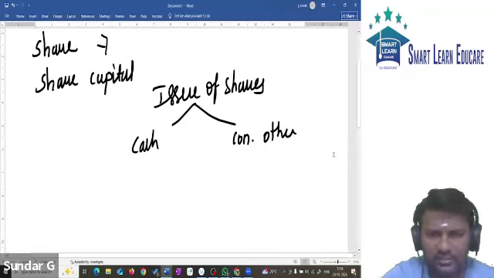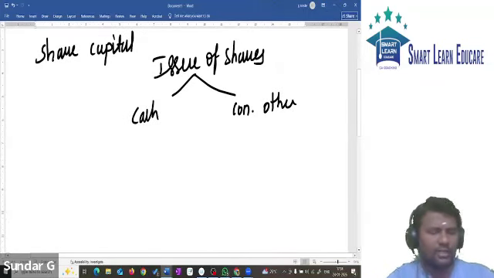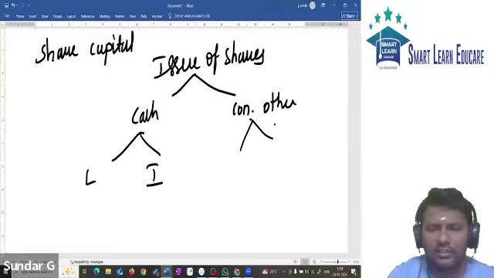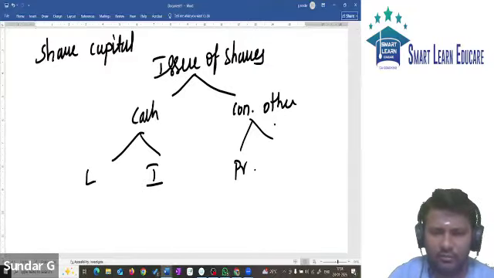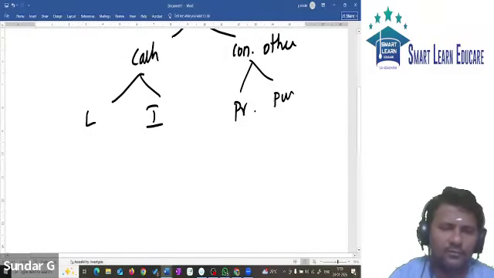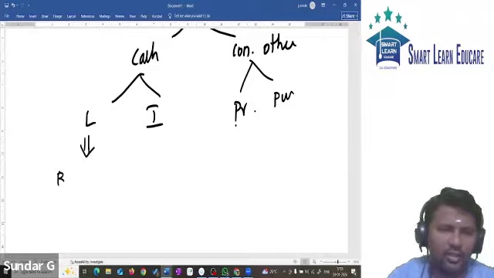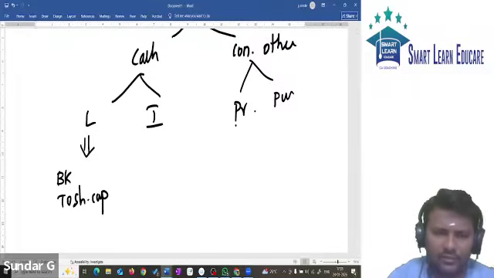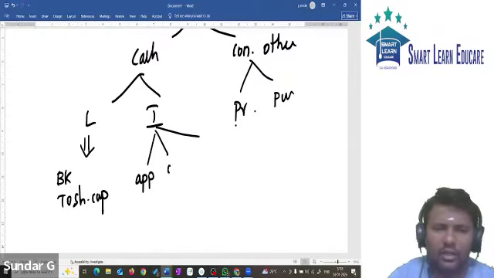For issue of shares for cash, we have two classifications: one is lump sum, another one is installment. Consideration other than cash also, we saw promoters and shares issued for purchase of asset. Then issue of shares under lump sum, we have a single journal entry: bank account debit to share capital. For installment, we have three types of installment: application, allotment and call.